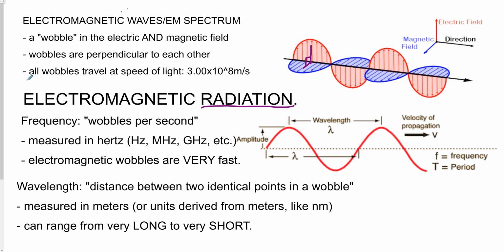So all electromagnetic radiation travels at the speed of light. It's 3 times 10 to the 8 meters per second. This is going to come in handy when we start talking about calculations that we need to be able to do. So there's really 3 components, 3 numbers that let us describe an electromagnetic wave. The first one's already taken care of, the speed. And we call that speed of light lowercase c.